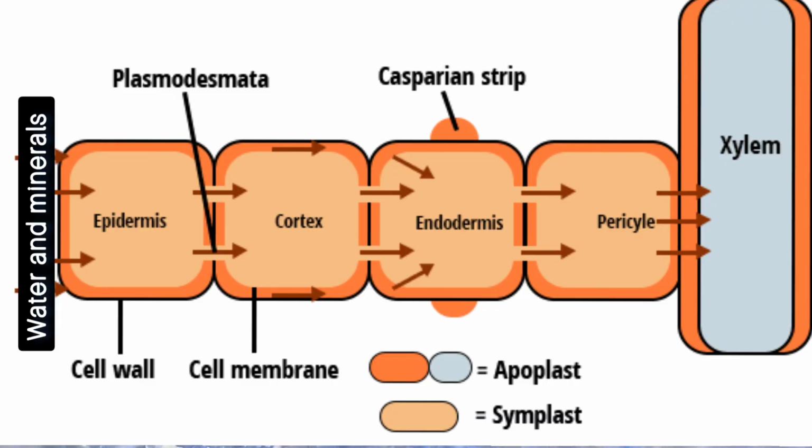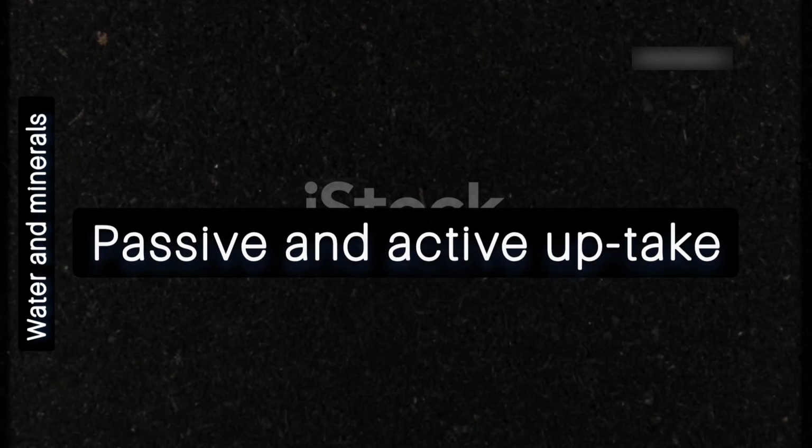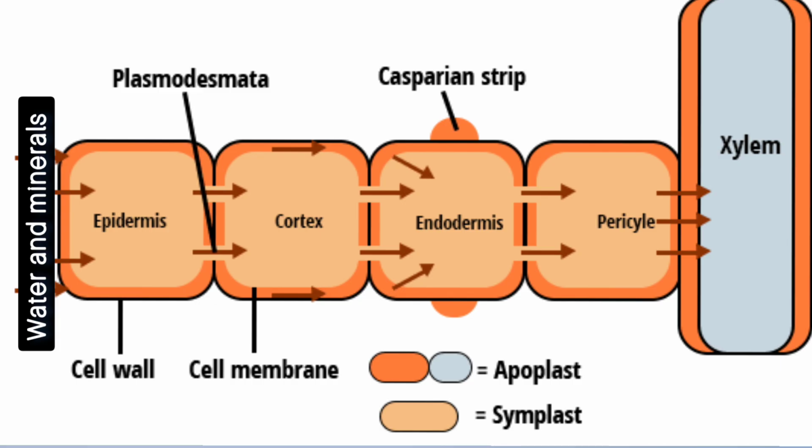Minerals are dissolved in water and form a solution. This solution is absorbed by the root hairs. This absorption is carried out by passive uptake and active uptake. The passive uptake involves diffusion and osmosis. The passive uptake through cell walls and intercellular spaces is called apoplast pathway, while through the plasmodesmata, which are channels in cell membranes of adjacent cells, is called symplast pathway. Apoplast pathway is faster than symplast pathway.